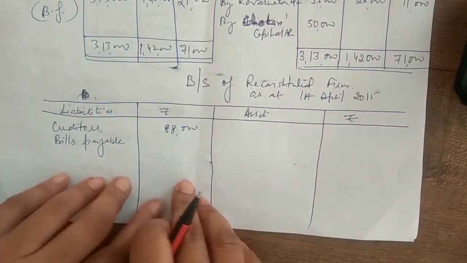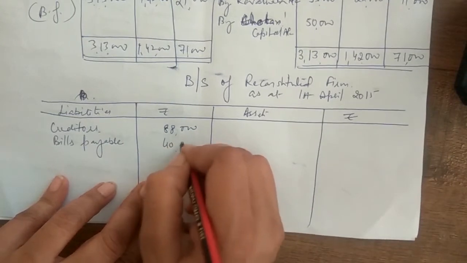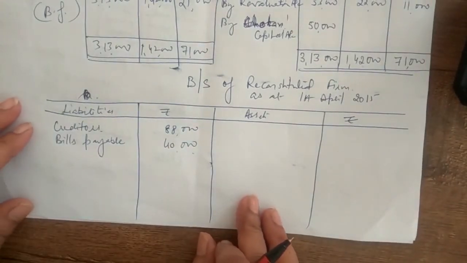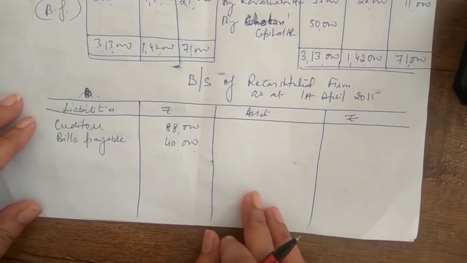What is the amount? There is no change in that. So exactly the same we will continue in the reconstituted balance sheet. General reserve we need not take. Why? Because we have already distributed the same in the partners' capital accounts.